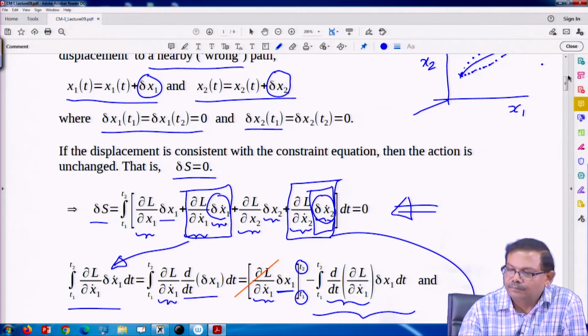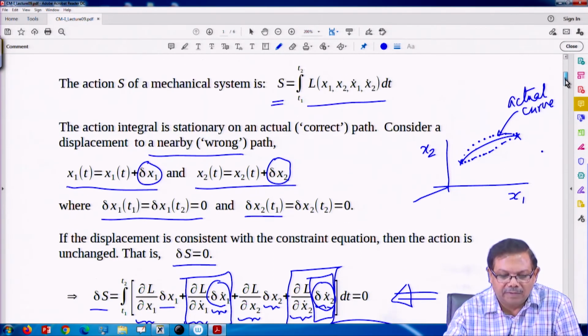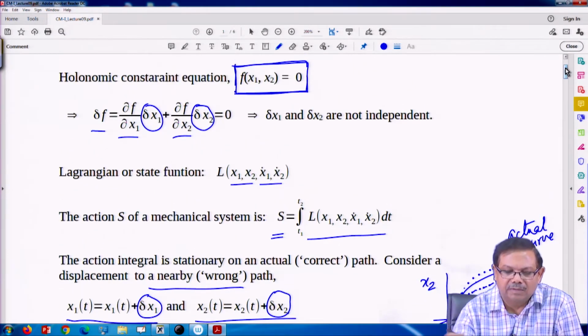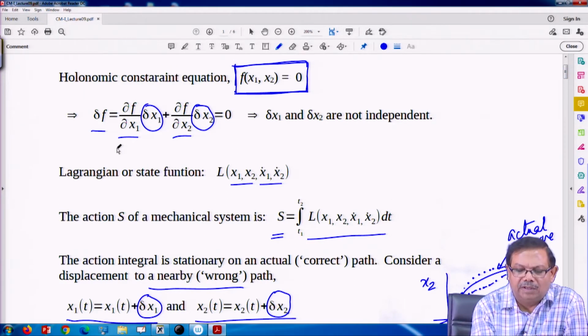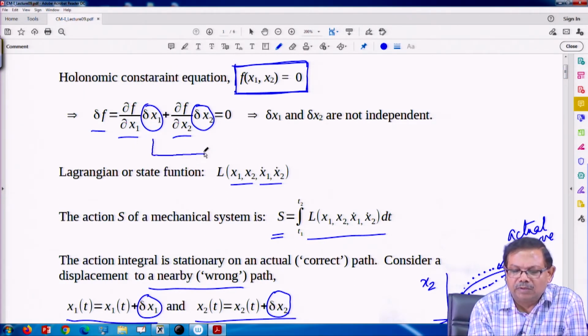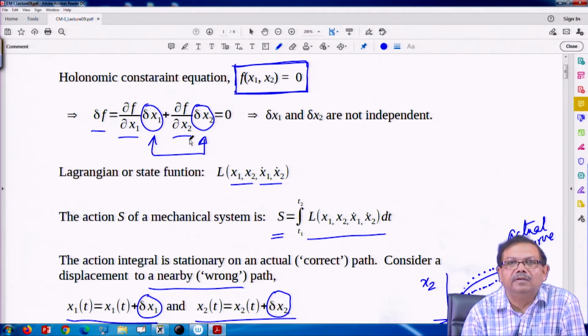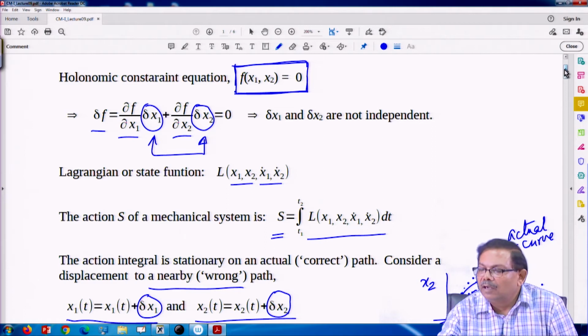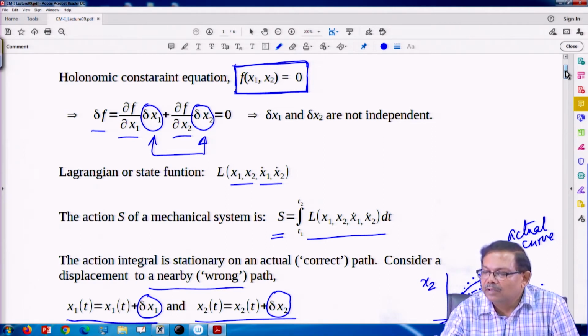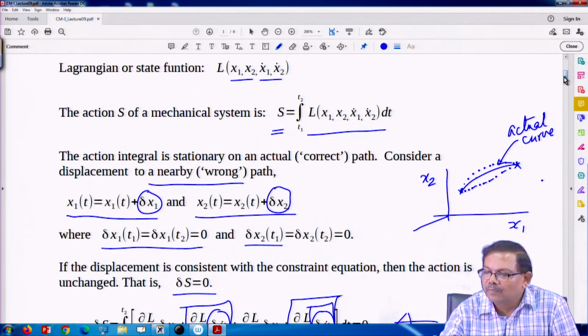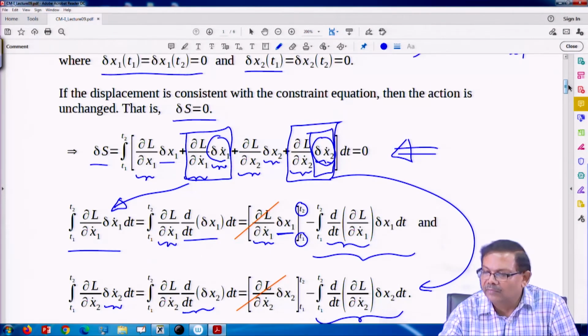You see, if I take my function and we do the derivative, delta x 1 and delta x 2 are not independent of each other, they are connected. So, only one of them is independent. So, the number of degrees of freedom has gone down by 1. However, we are working in Cartesian coordinates. So, we have to keep 2 coordinates.